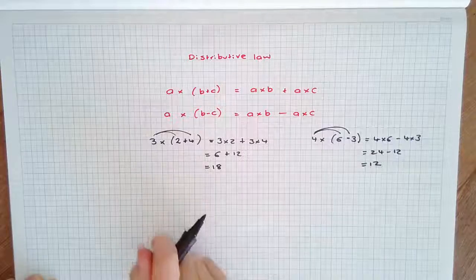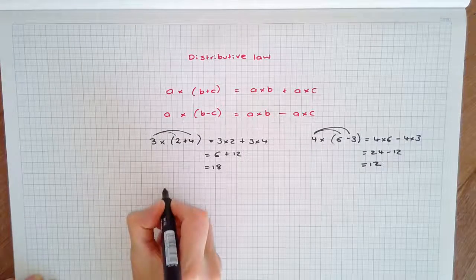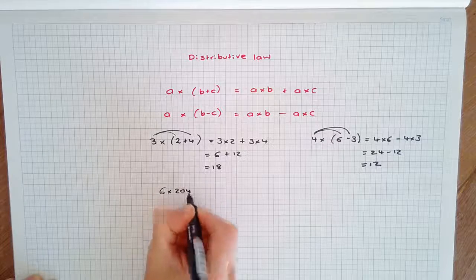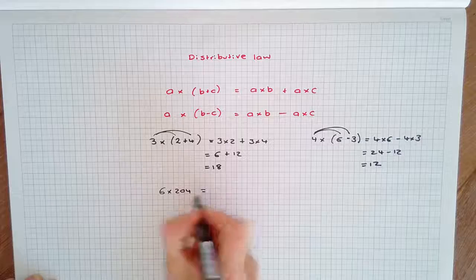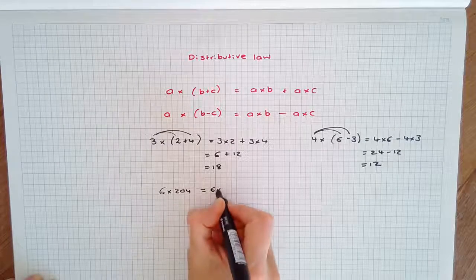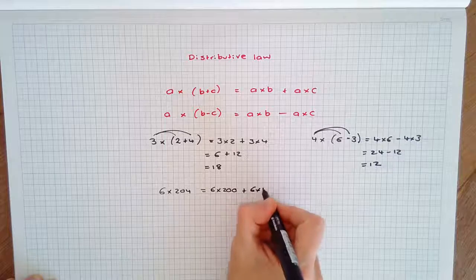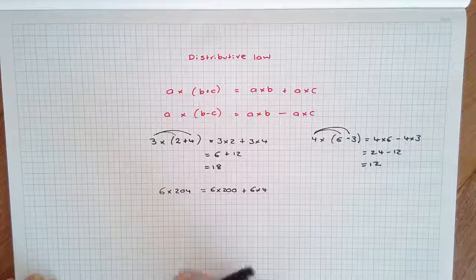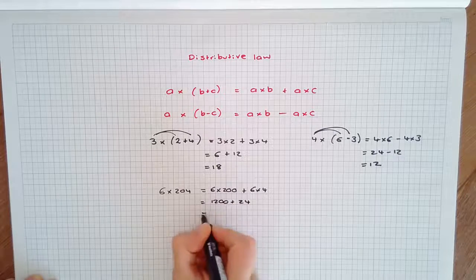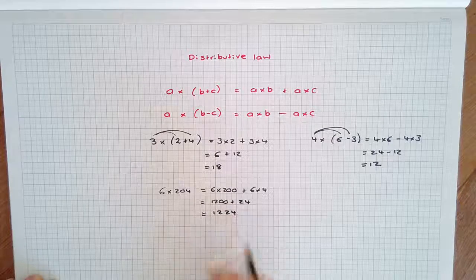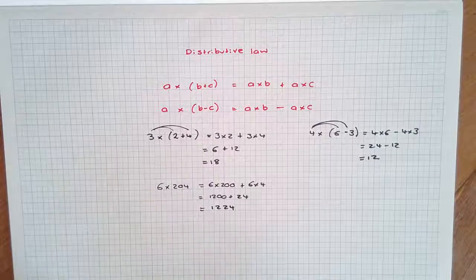Now you may be asking, why would we use that? Let's have a look at some examples where it is useful. 6 times 204. Now that's a large number to multiply. So what we can do is separate it and say, well, it's 6 times 200 plus 6 times 4. And we do this all the time without knowing it was the distributive law. So we get 1200 plus 24, which is 1224.